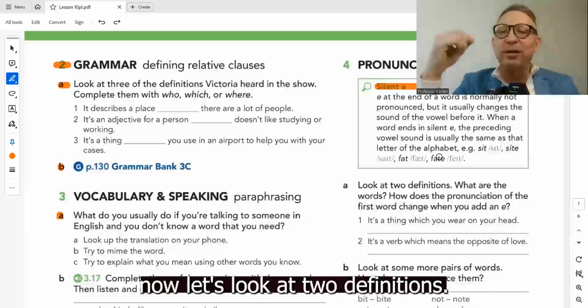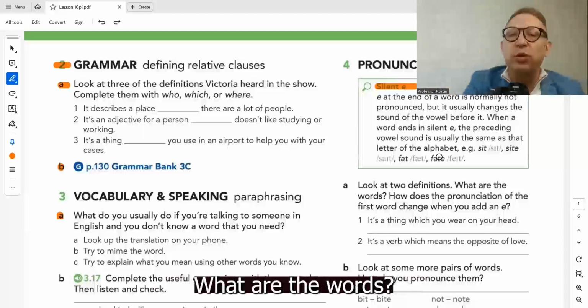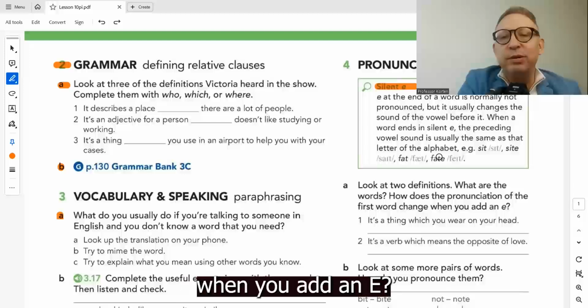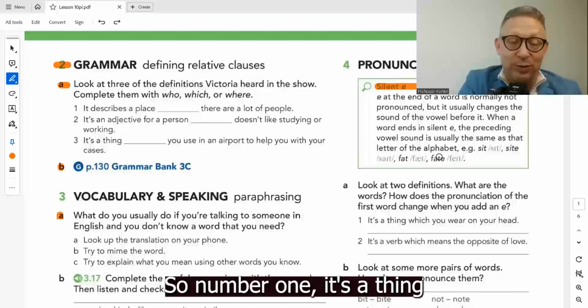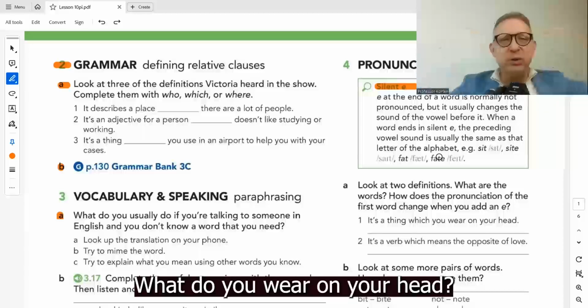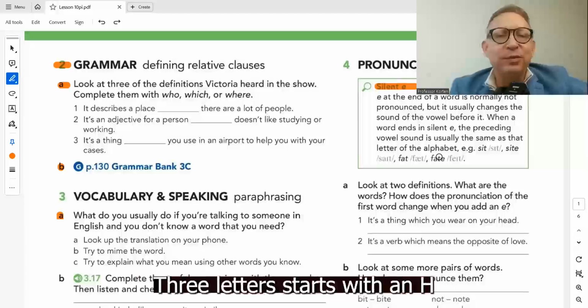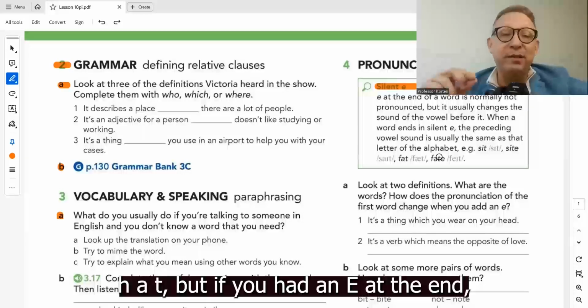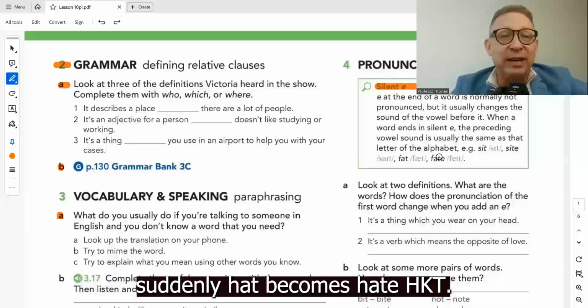All right, now let's look at two definitions. What are the words? How does the pronunciation of the first word change when you add an E? So, number one, it's a thing you wear on your head. What do you wear on your head? Three letters, starts with an H. Hat. Hat, H-A-T. But if you add an E at the end, suddenly hat becomes hate, H-A-T-E.